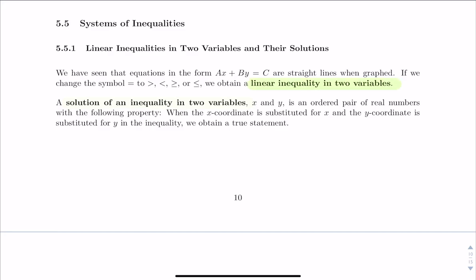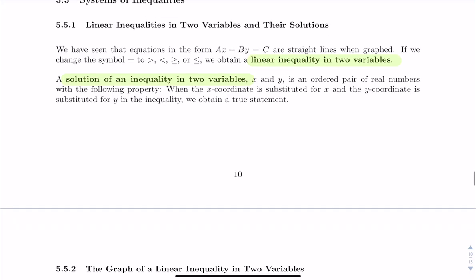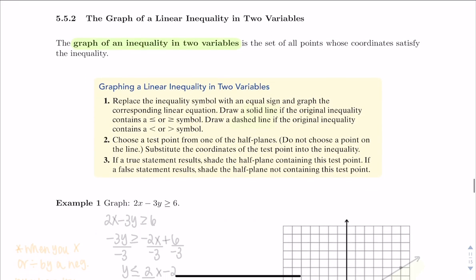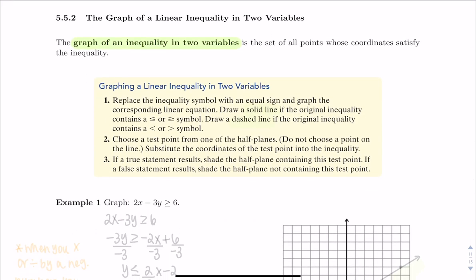A solution of an inequality in two variables, x and y, is an ordered pair of real numbers with the following property. When the x-coordinate is substituted for x and the y-coordinate is substituted for y in the inequality, we obtain a true statement. The graph of an inequality in two variables is the set of all points whose coordinates satisfy the inequality.